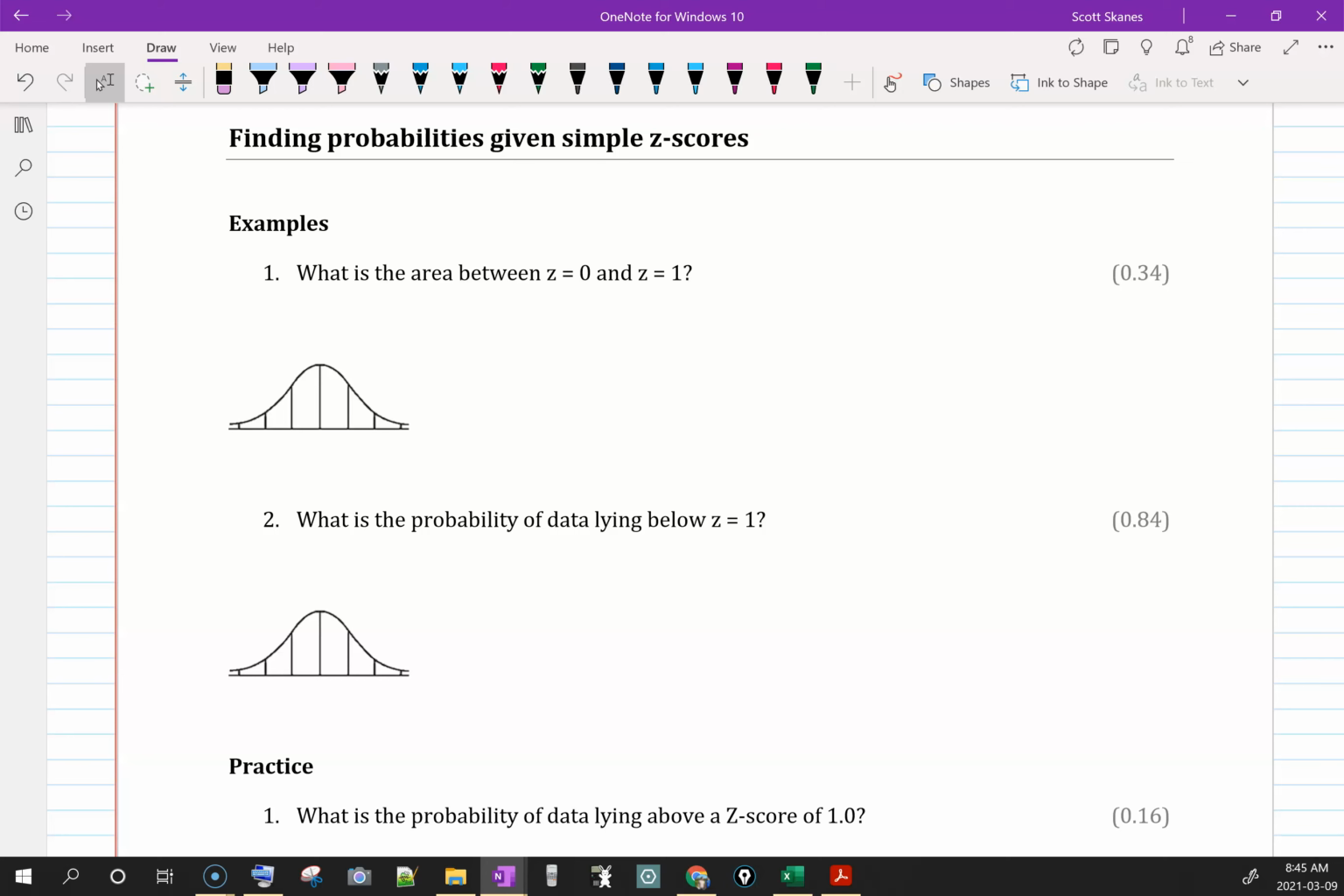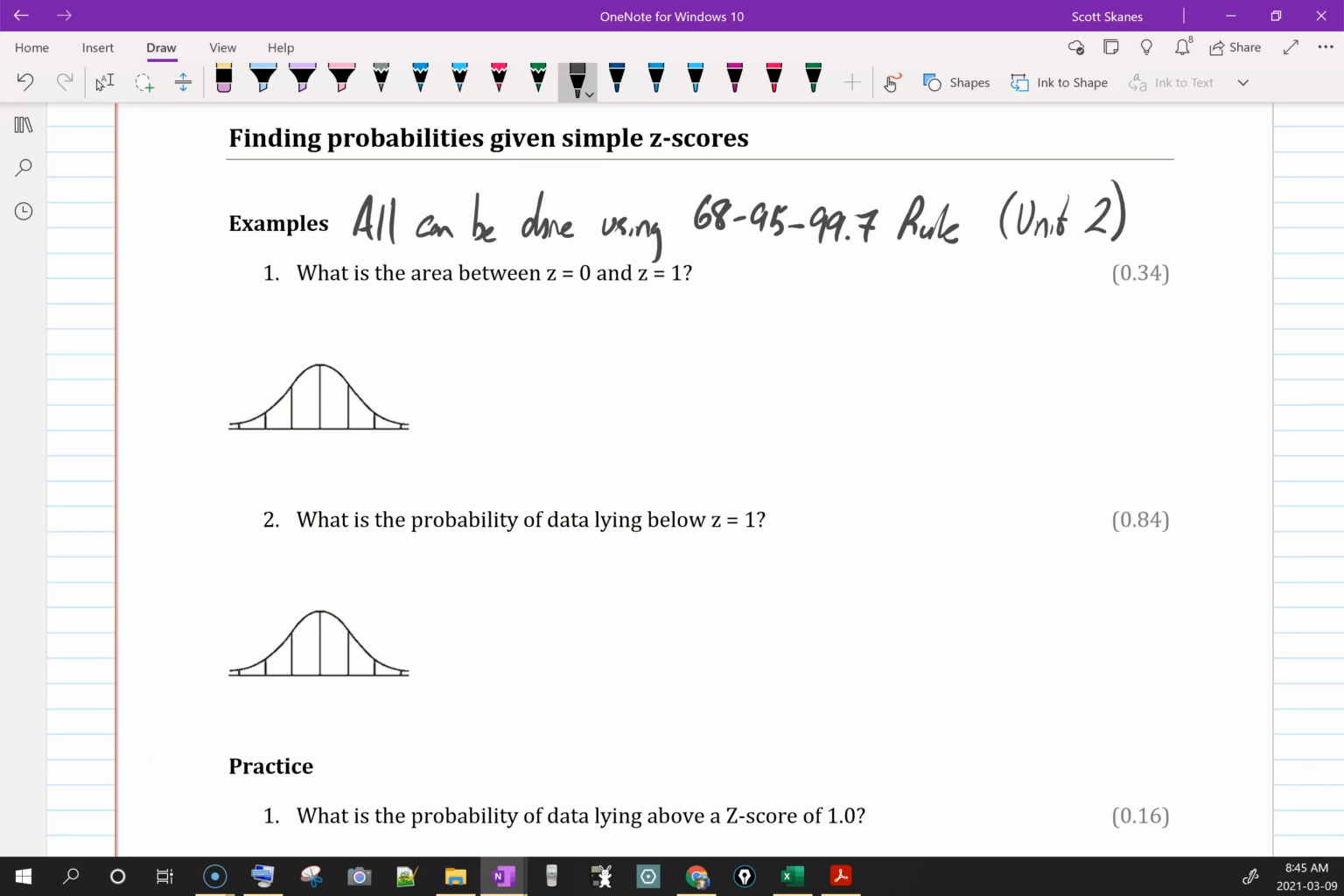The first one says, what is the area between z equals 0 and z equals 1? Something that is important to know is that all these questions on this page can be done using the empirical rule. This is from Unit 2. You should be very comfortable with that. So what is the area between a z value of 0 and 1? Well, the z value of 0 is here and the z value of 1 is here. So the area we're talking about is in between. If you remember from Unit 2, that's 34% of the data, or in other words, 0.34.